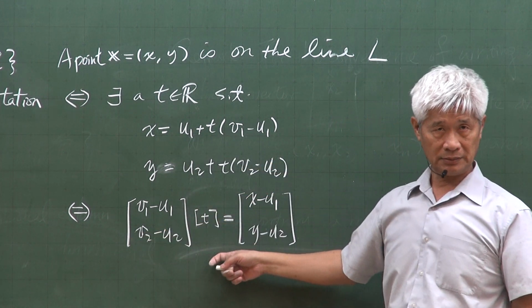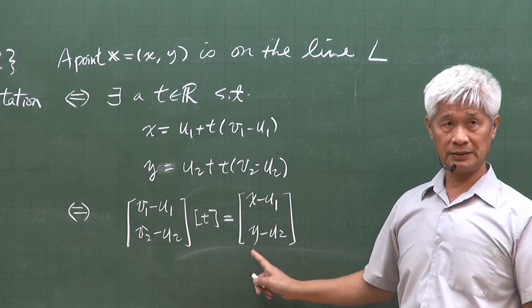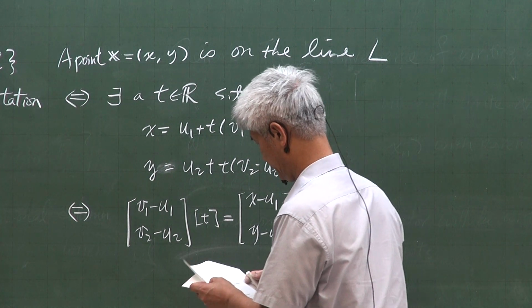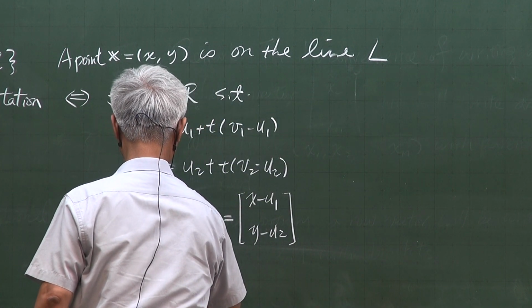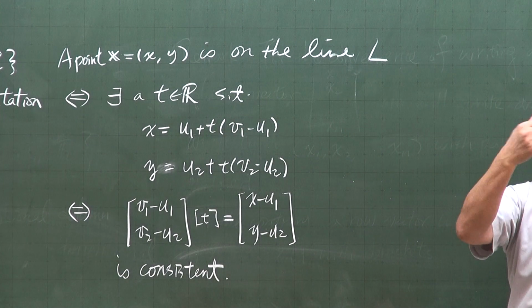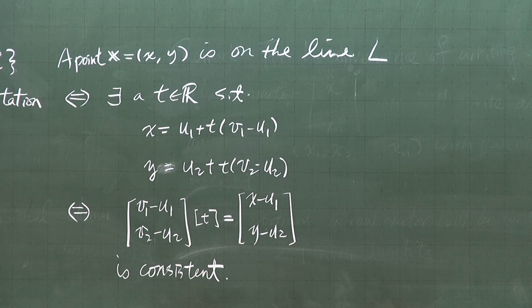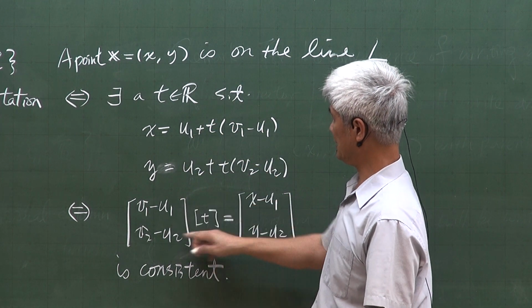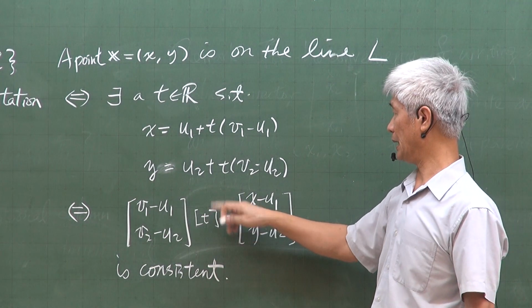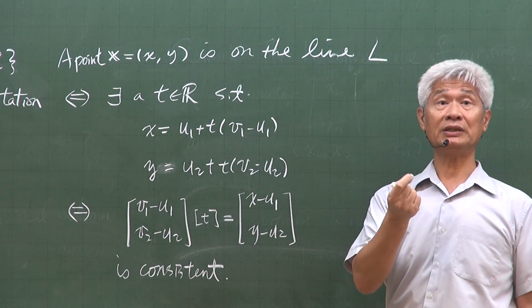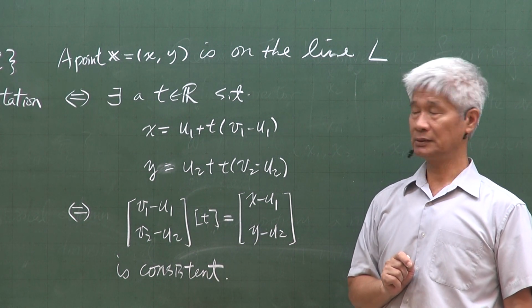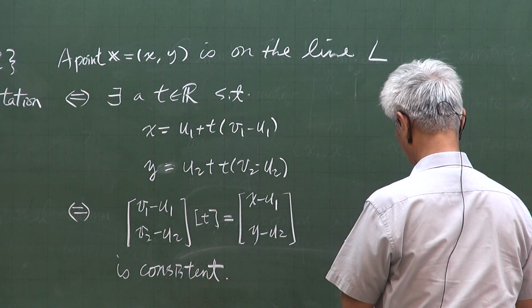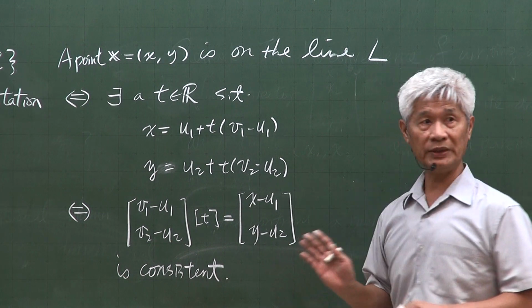So now we can write this down as a linear system. This is a linear system, so that this linear system is consistent. Now we have to use our knowledge of linear algebra that we learned up to now. So we have two equations with one unknown t. Any questions up to now?